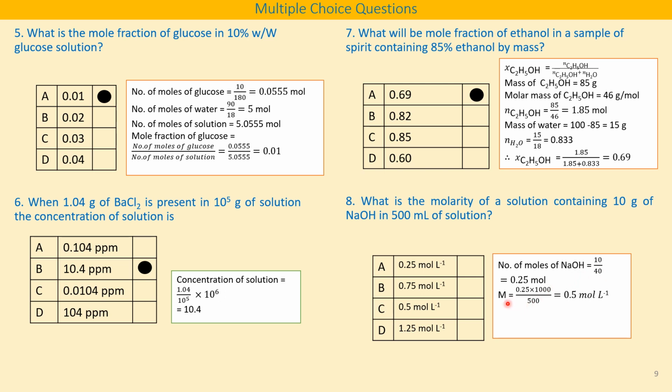Molarity, capital M, will be equal to 0.25 divided by 500 into 1000, that is equal to 0.5 mole per liter. This answer is available as option C. Next question.